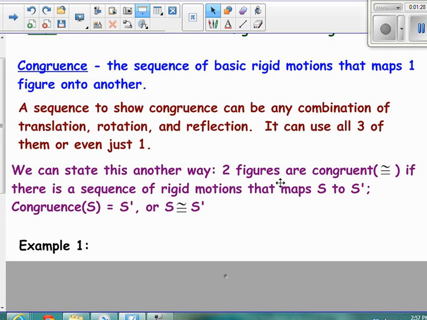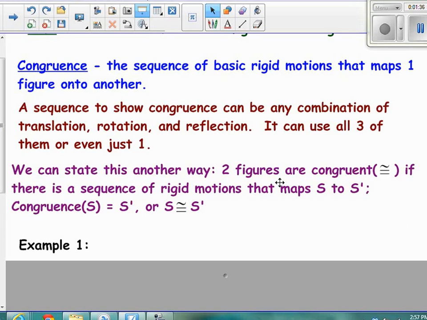So if there is a congruence so that the figure S is equal to S prime, is there also a congruence that says S prime is congruent to S? So you're probably thinking yes, but let's do an example so we know this for sure.